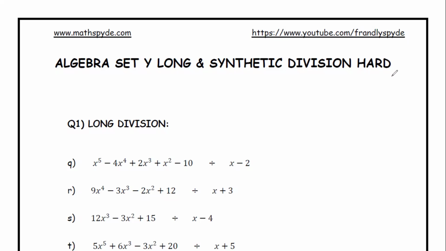So this one is hard. Algebra set, while long, and synthetic division. So why it is hard, we'll understand.